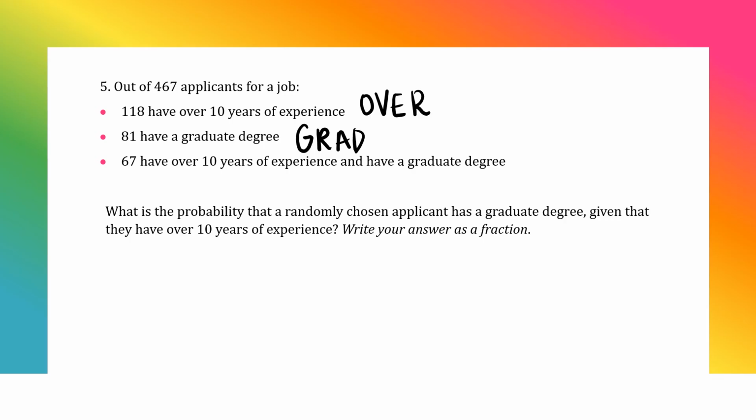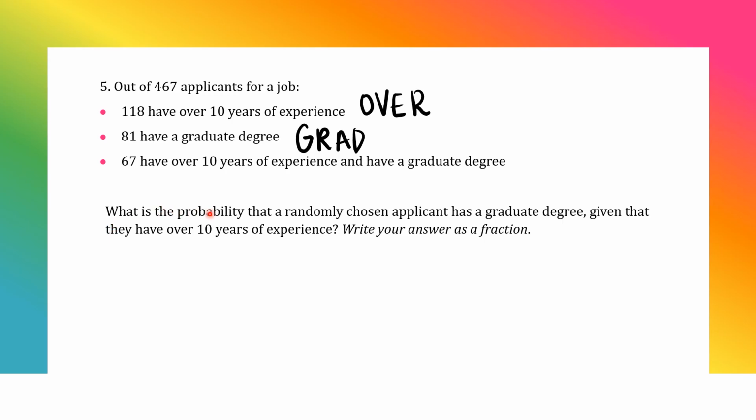I think this is our last problem. It says out of 467 applicants for a job, we have 118 that have over 10 years experience. I'm going to use just the word over to represent that variable. 81 of our applicants have a graduate degree. And then 67 of our applicants have over 10 years experience and have a graduate degree. We got a lot of numbers there, so we're going to have to figure out what we're going to use.